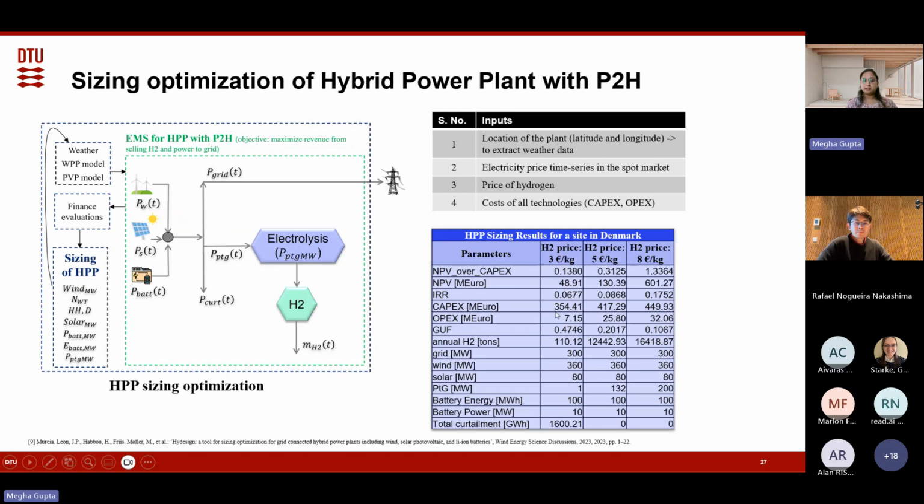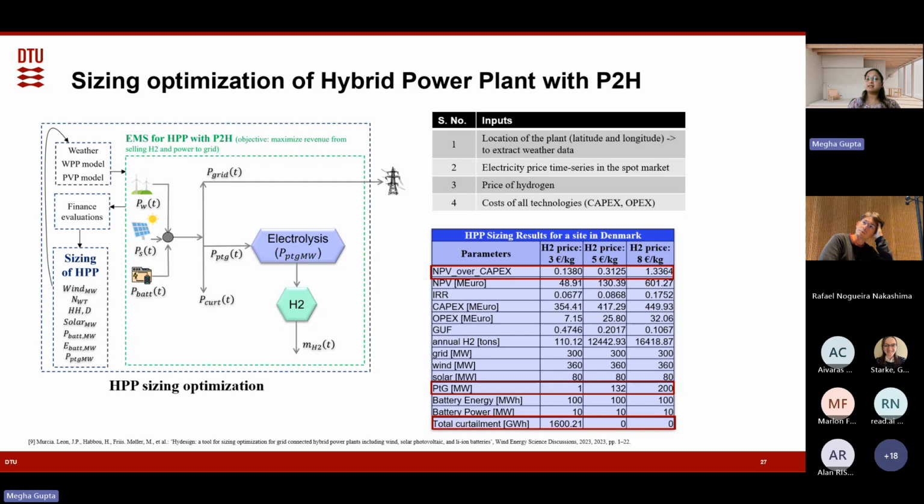Here I have presented a few results for sizing optimization with different hydrogen prices, just to show how the size of the electrolyzer is impacted by the change in hydrogen prices. We can see that when the hydrogen price is very low, that is 3 euros per kg, a very small electrolyzer of 1 megawatt was enough. It was preferred to let the power be curtailed, because investing in an electrolyzer and earning some amount of revenue wouldn't be a good business case when the hydrogen price is quite low.